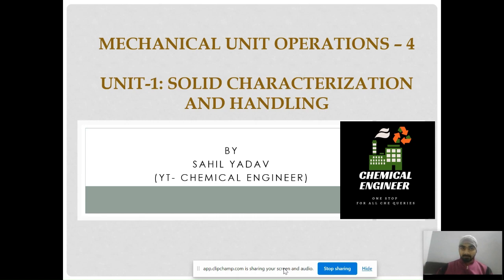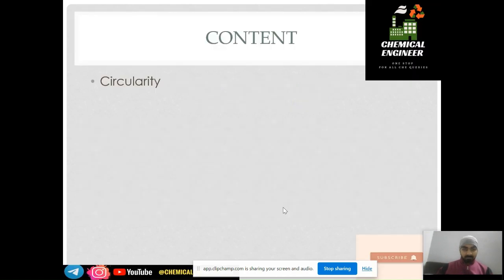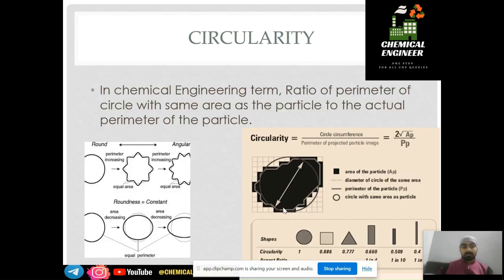So in order to define particle shape, we require many terms. The first term that we will require is circularity. So let us see what circularity is. We define shape in the form of how circular the thing is.